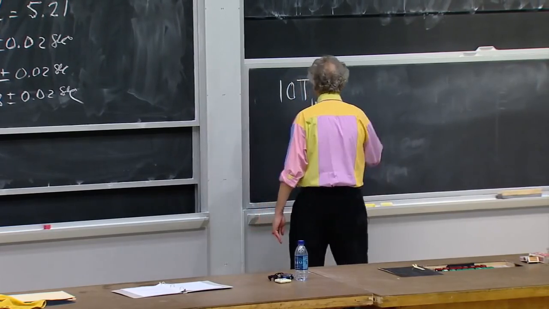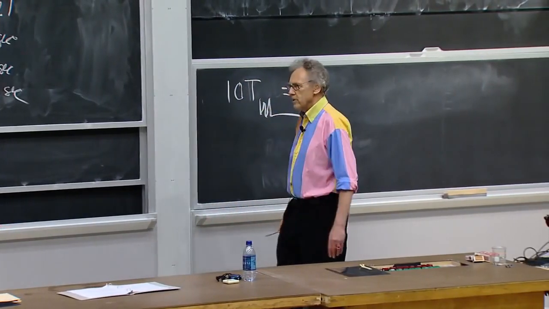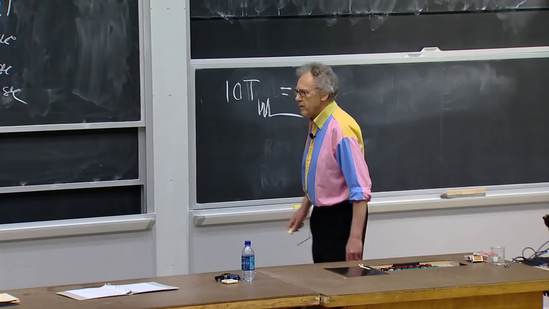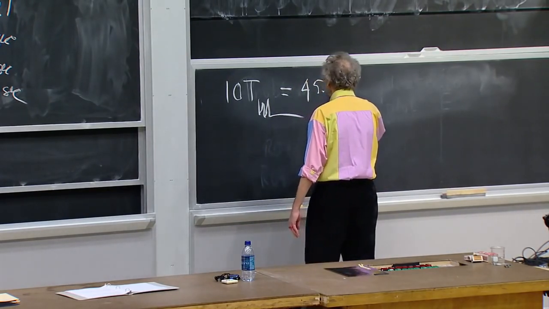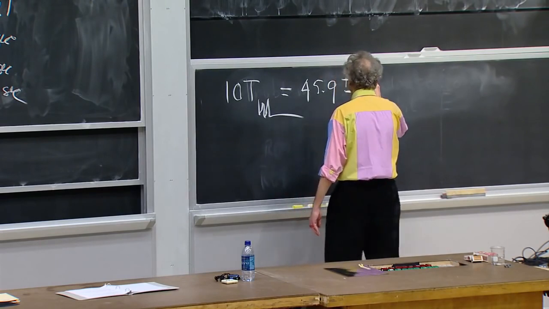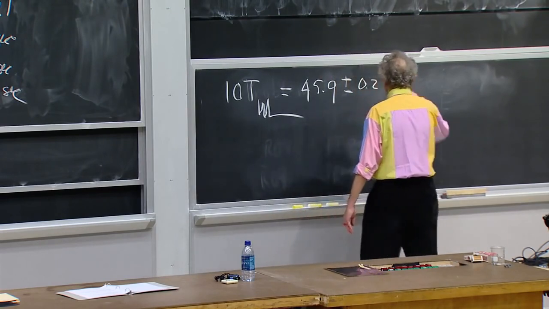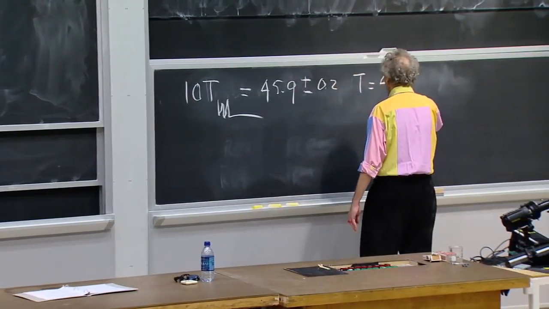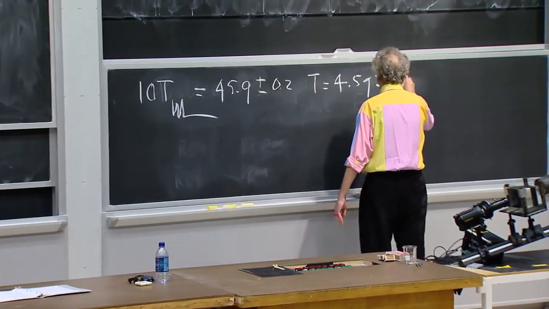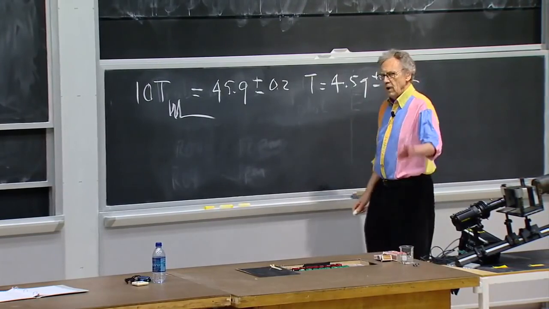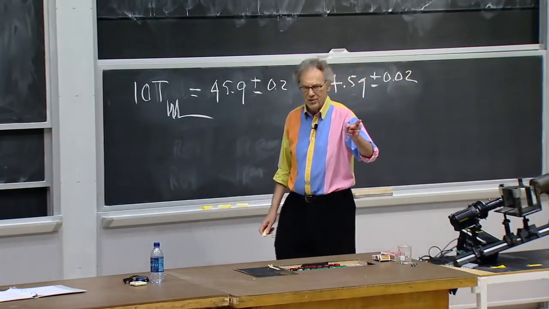with Walter Lewin. What is it? 45.9 plus or minus 0.2, period is 4.59 plus or minus 0.02. I told you, physics works.